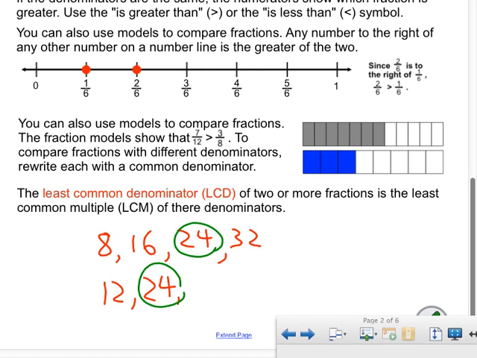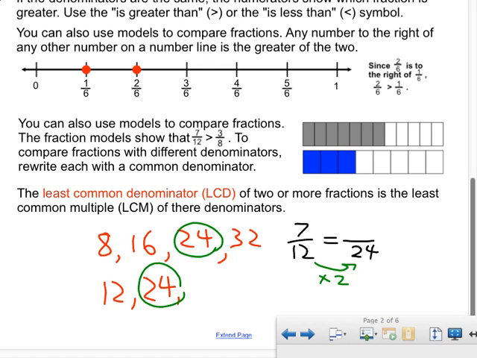Now, I need to figure out what is equivalent to the fraction 7/12. We know that I can rewrite 12 into a fraction that's got 24 in the denominator. So let's think back to what we did earlier. What times 12 gives me 24? 2, right? So if I multiply 12 times 2, that's going to give me back what? 24. So do you see how I rewrote my denominator?